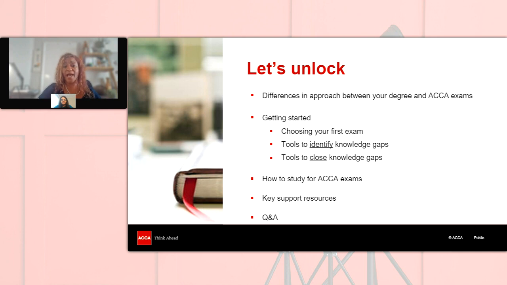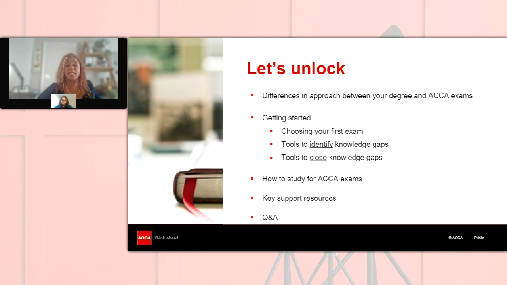We're also going to look at how to study for ACCA exams, because it does require a very focused, a very strategic approach. So we're going to be sharing proven study tips and best practices that have helped other candidates to succeed, and essential resources to support your transition. And then, of course, we're going to wrap up with a Q&A. We're going to open the floor to your questions.